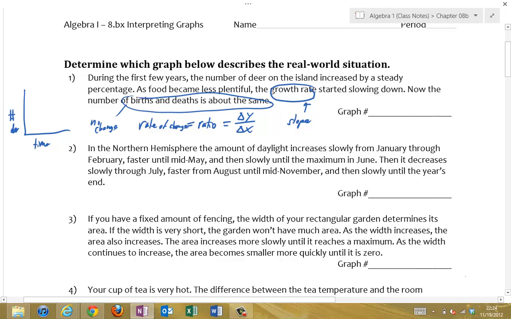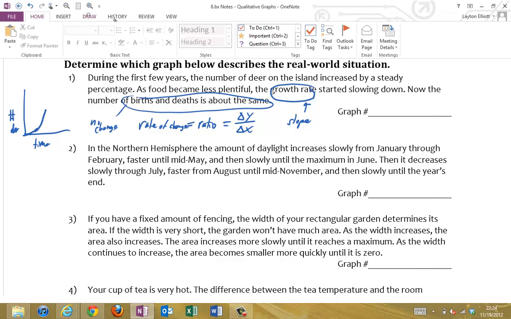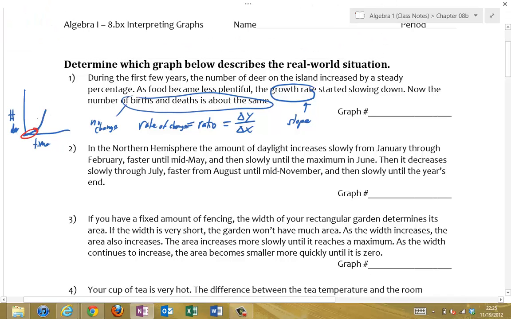So what we'd expect from a graph like this is the first few years, the number of deer on the island increased slowly. So you're going to have kind of a gradual slow start. And then as food became plentiful, the growth rate increased, and the slope shot up. So if you look at the way I've drawn this little sketch here, you have a section of that line that's a little bit less of a slope, something like this. And then I have a section that's an increased slope, a steeper hill, like that. Now the number of deaths and births is about the same, so it's going to kind of level off a little bit. So we're going to look for a graph that's going to match that.